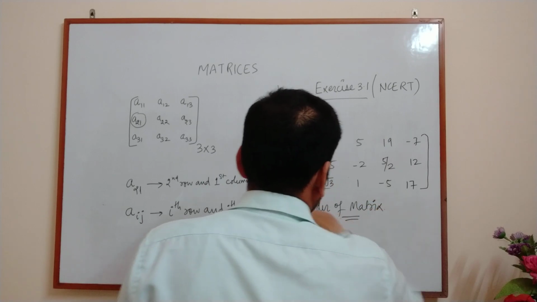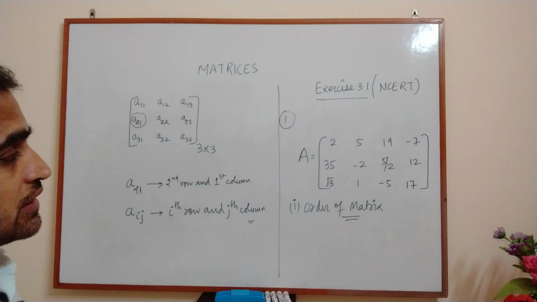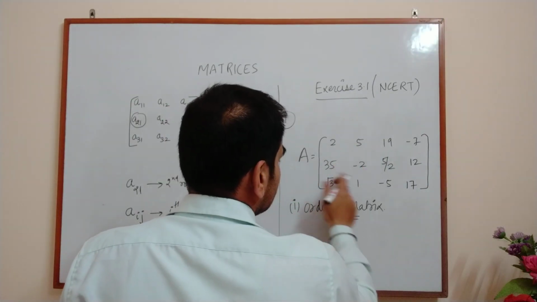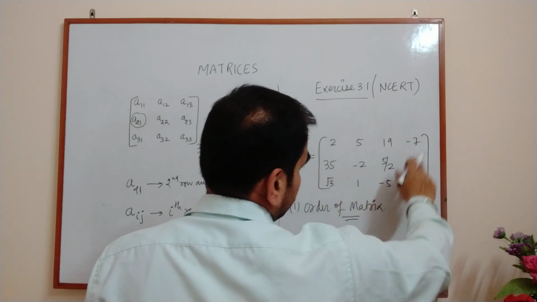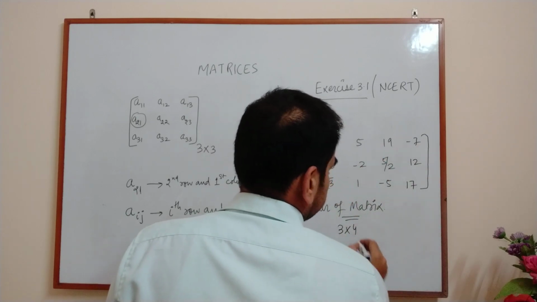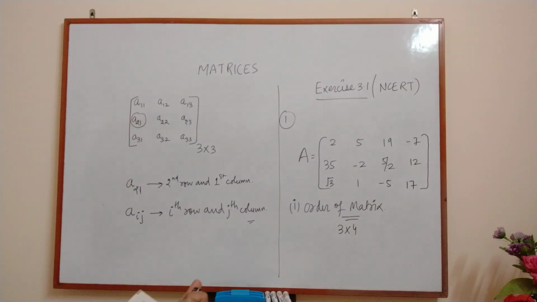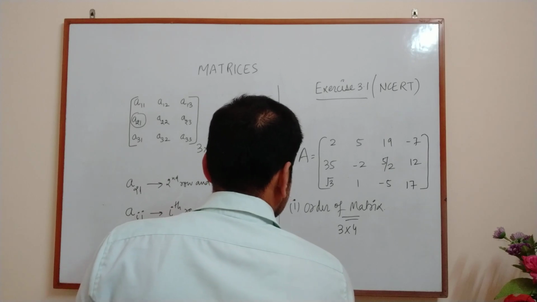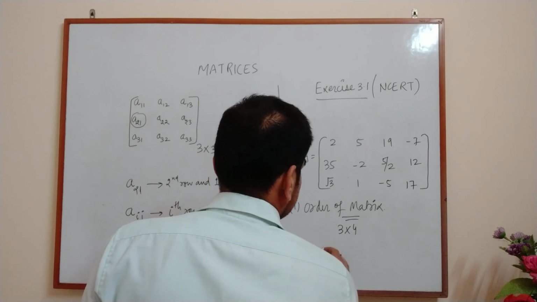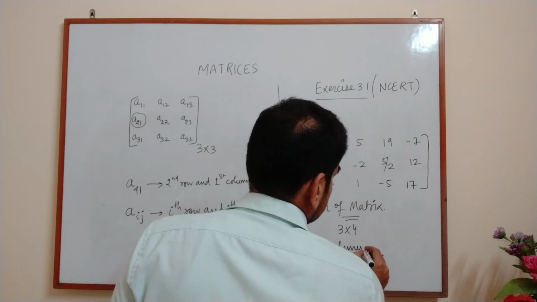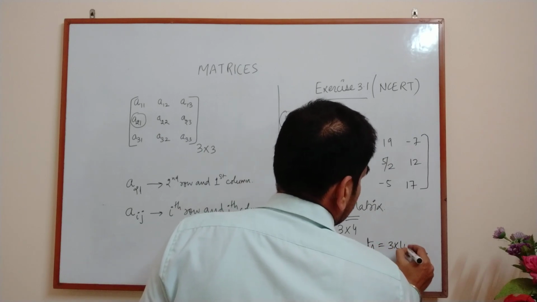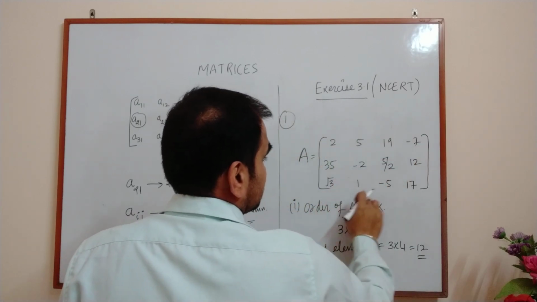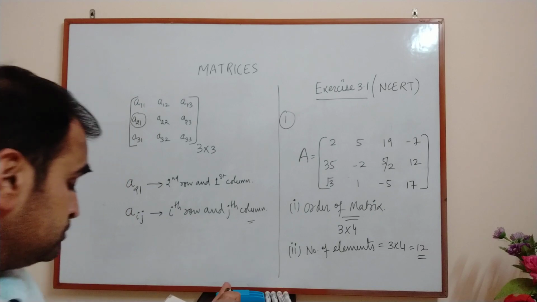So we know that order is nothing but the number of rows into the number of columns. In this matrix there are 1, 2 and 3 rows and 1, 2, 3, 4 columns. The order is 3 cross 4. So order is always in terms of the number of rows and the number of columns. The number of elements in this matrix is equal to 3 cross 4, that is 12. We can simply count it: 1, 2, 3, up to 12. There are 12 elements.